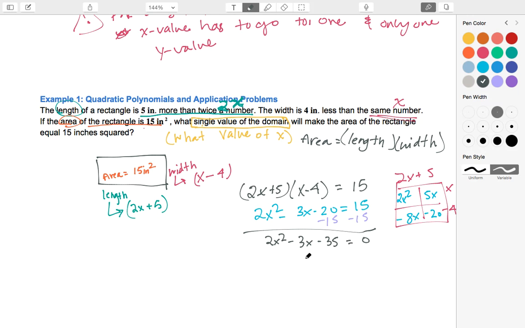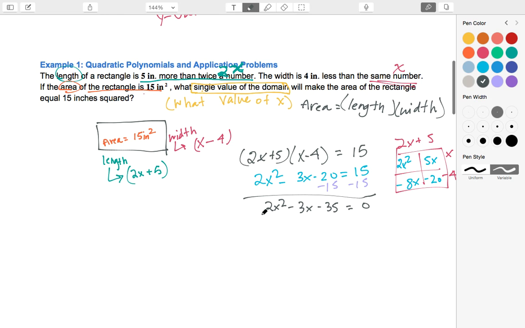Great. Now I have to find x again. Okay, wait. So this means I need to get two binomials. So two binomials, I need to factor. Cool. So now I have to do reverse box method.